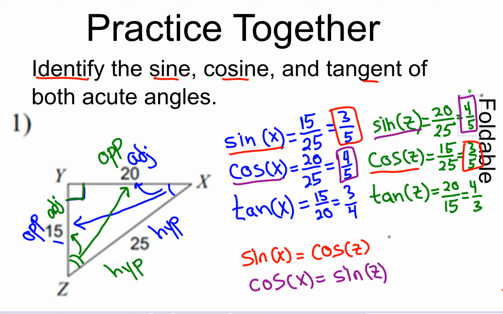Now this last one, this one with the tangent, is a little interesting. So tangents aren't going to be equal to each other, and they shouldn't be, because it's two separate angles. But what happens is we started with 3/4 for the tangent of x, but if you look, it flipped, and the tangent of z was 4/3. So for tangents, the different acute angles are reciprocals of each other. Reciprocals meaning they flipped, if you guys remember that. It's right down below. Reciprocals.